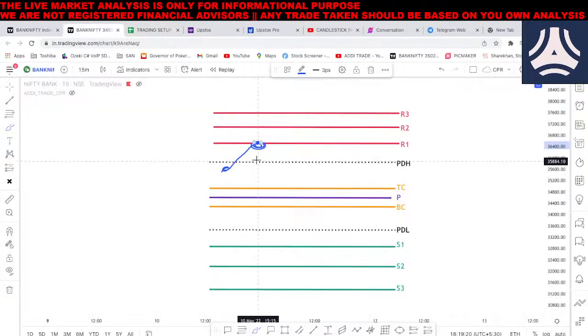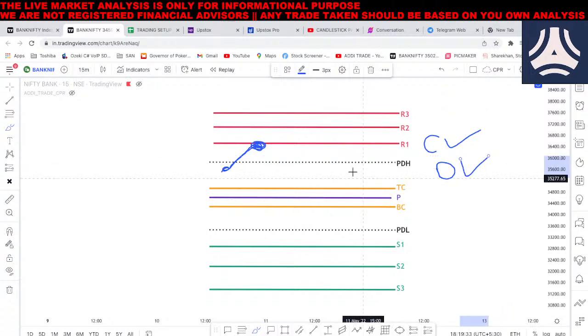So we'll have to see if this kind of divergence comes over here when the price comes at R1. If the candlestick pattern gives us a bearish candlestick pattern plus the divergence is also there, then most likely the market will dip and hit the CPR.